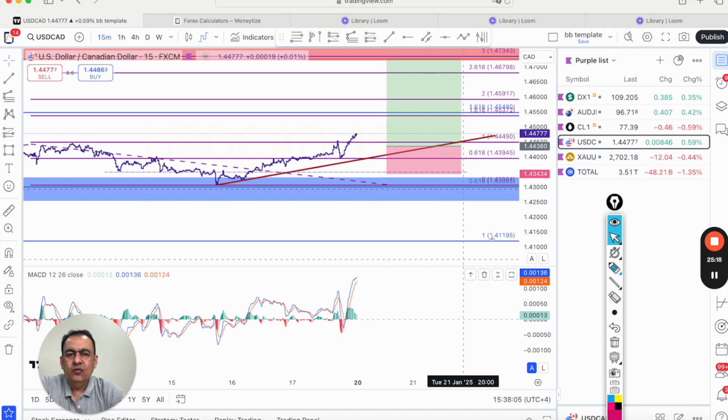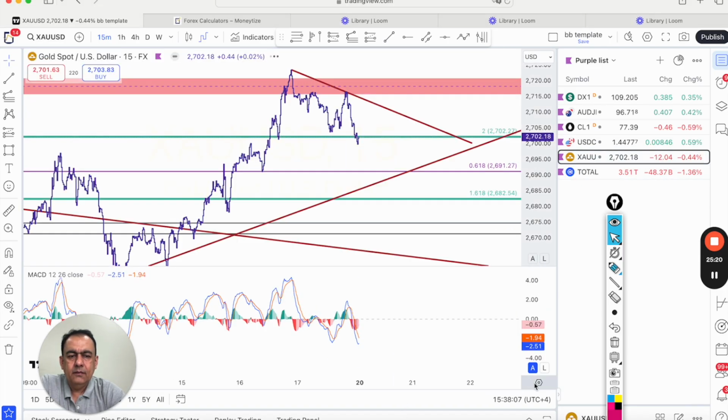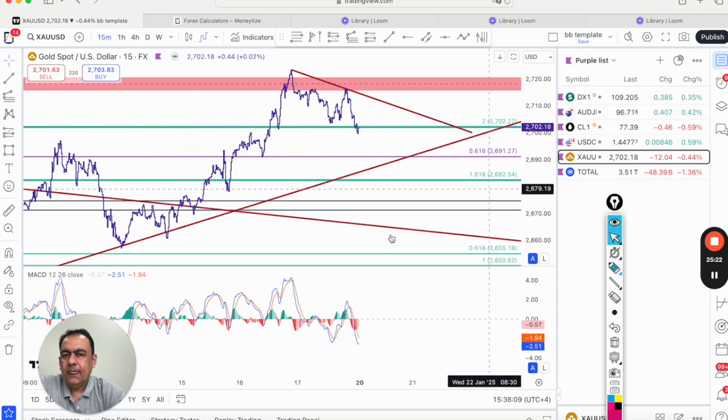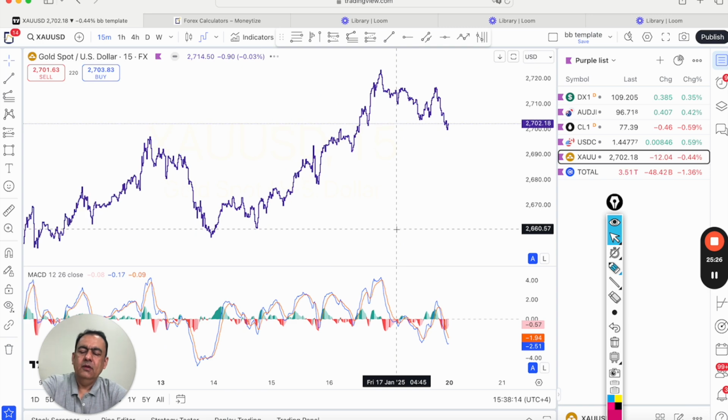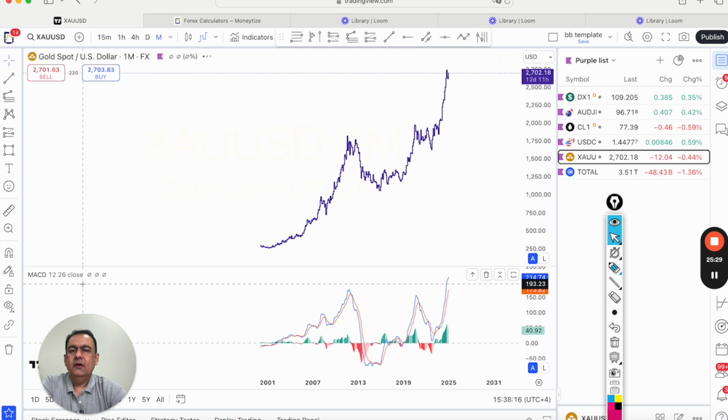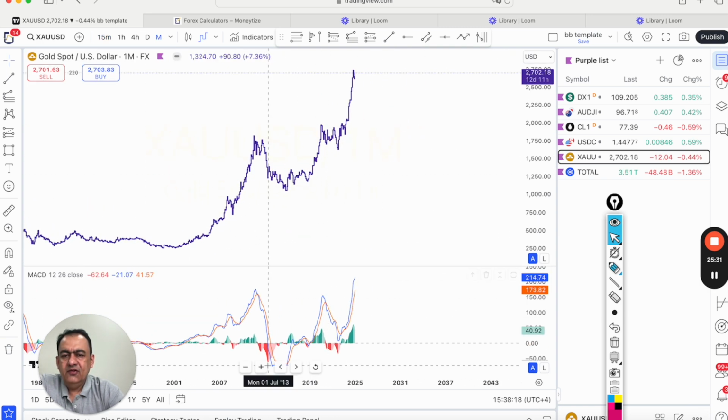The next instrument is gold. And I'm going to explain the setup on the basis of monthly chart first. So I'm going to apply Fib extension.